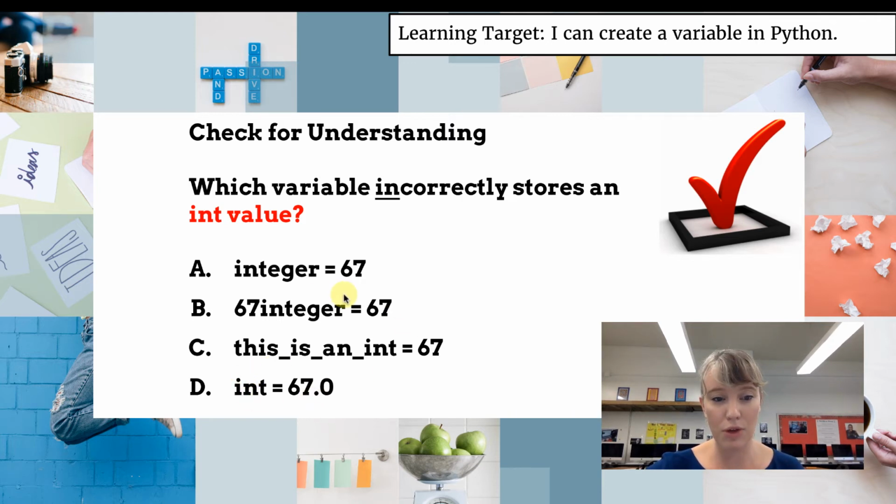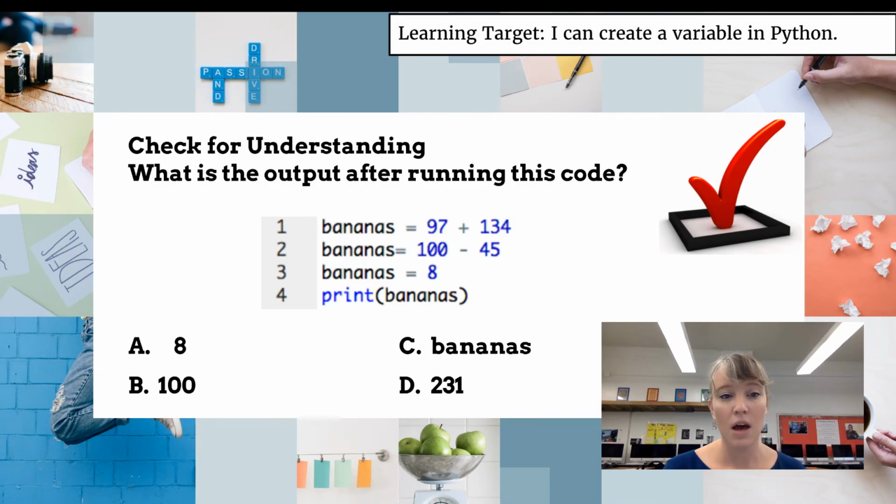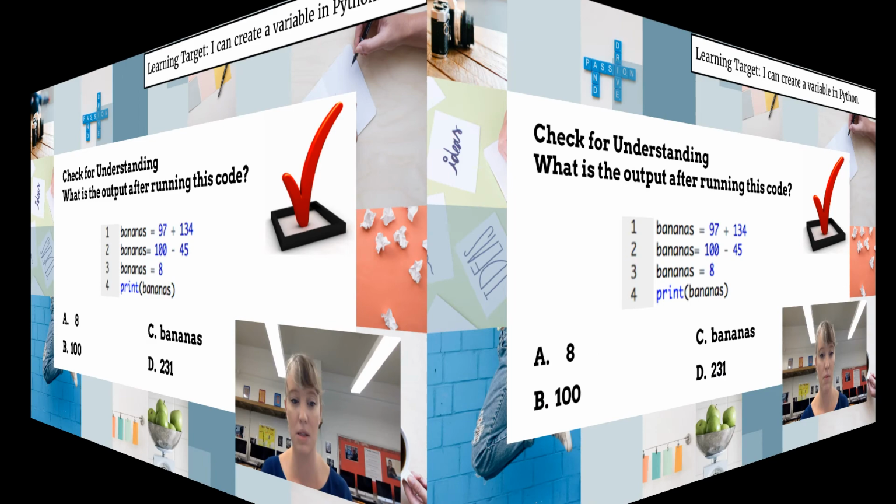So the only one that would ever throw an error here is B, because you can't name it like this. D is fine, it's just not an integer value, okay? And C and A are actually the correct storage of integer values. So what you should have answered are B and D. Okay, finally, this is the final check for understanding. This asks you about reassignment, all right? So I'll see you back in a couple of minutes.